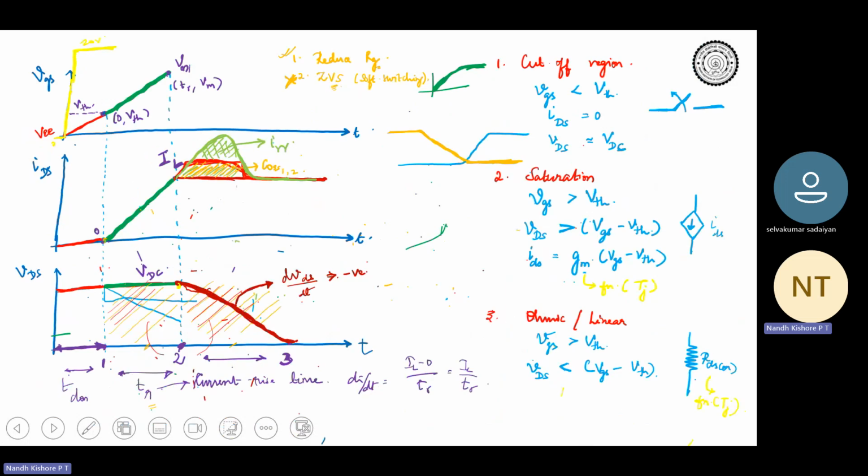We saw in the earlier class itself, as indicated over here, there is an overlap between the current and voltage during this period, right? Current is also non-zero and voltage is also non-zero, so we have to minimize this as much as possible. Only then will the switching energy be lesser. Next is to find out this switching energy by finding the area between these two curves.